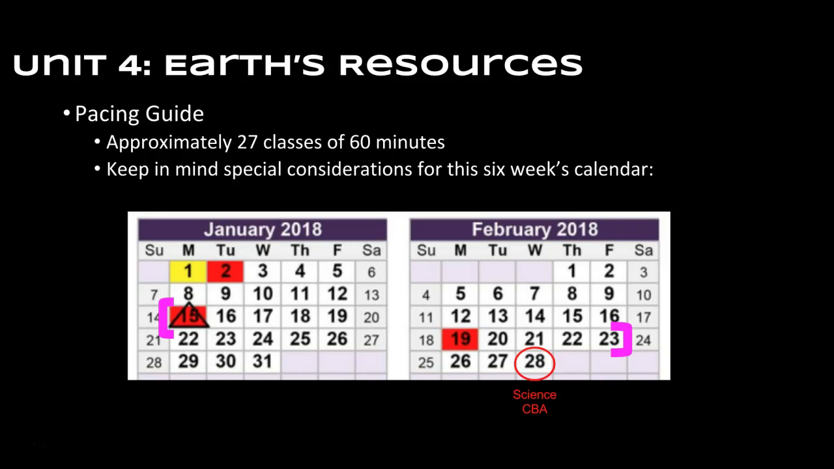Okay, so looking ahead at the pacing guide for this upcoming 6 weeks, we have 2 student holidays. Those are marked there in red on January 15th and then February 19th. And then we have a science CBA. It's actually after the fourth 6 weeks is over, but I just wanted to make note of that as that comes right after the end of the 6 weeks. As always, the CBA blueprint can be found in Canvas under assessment information, and that's in the yearly content documents.